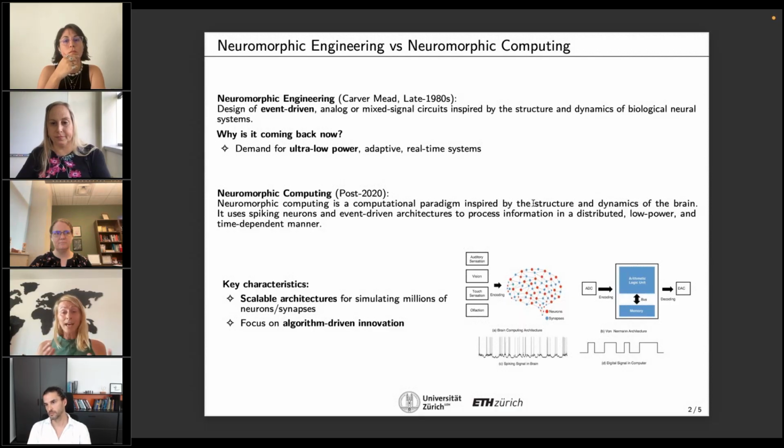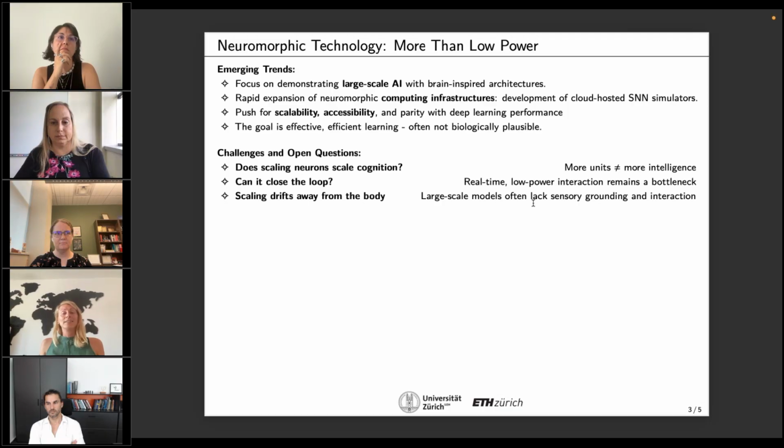So we need to have this very scalable architecture. And the entire line of research is basically focusing on building algorithm-driven innovation, so something that solves problems rather than really looking at what maybe the brain does. Sometimes we can forget about the brain. We actually look at how to solve the problem. And this is, I think, nowadays in the domain of neuromorphic engineering the main trend.